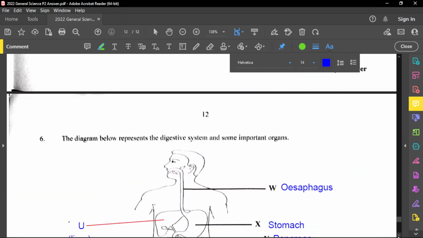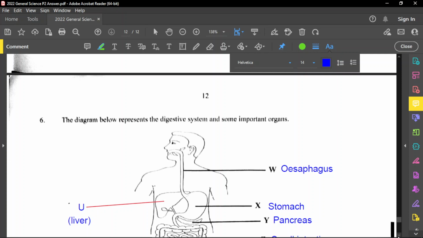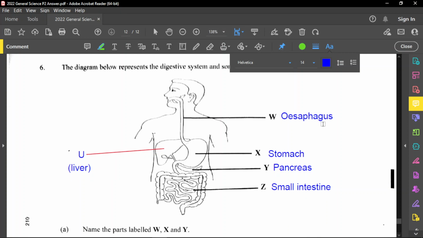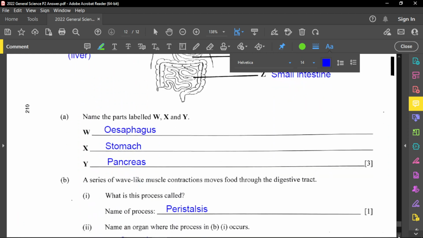All right, so let's go to number six, which is the last question. The diagram below represents the digestive system and some important organs. And so I have provided the labelings here. W is the esophagus, then the stomach, pancreas, small intestine, and this structure here is U, which is the liver. U, as a matter of fact, is based on a question that is asked, so I will go back to the question now. All right, it's to name the parts labeled W, X, and Y. And so we have esophagus, stomach, and pancreas. Again, you can go back to the diagram.